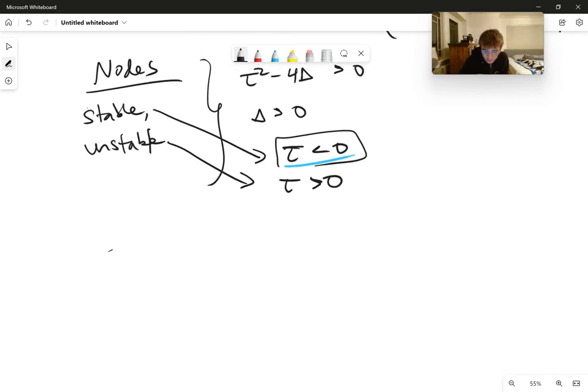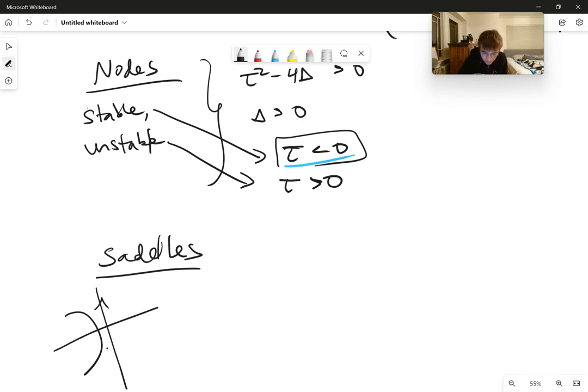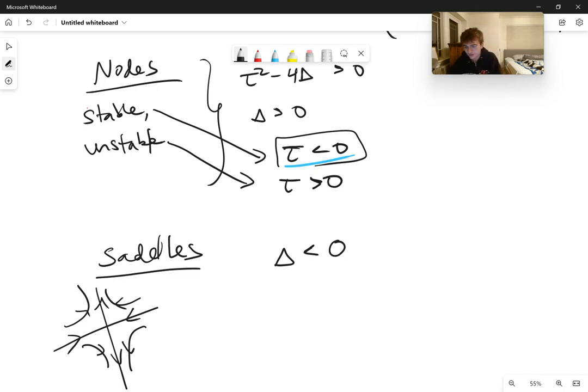Okay, so for saddle nodes, this one's a lot nicer. Okay, saddles, and let me just draw you a picture. A saddle, like we went over, is going to look something like this. So we're going to have opposite directions, and I drew it totally wrong. We're going to have something that looks like this. And the only requirement is that my determinant is negative. How nice is that? So if the determinant is negative, you have a saddle.